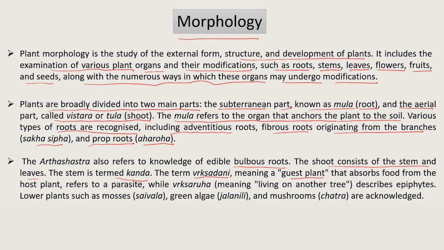the term vrikshadani, meaning a guest plant that absorbs food from the host plant, refers to a parasite, while vriksharoha, meaning living on another tree, describes epiphytes. Lower plants such as mosses, saival, green algae, jalanili and mushrooms, chhatra, are acknowledged. So, on the basis of this kind of information, we can see the observation and scientific thinking of the contemporary period, because the categorization of plants on the basis of morphology, their shape and structure, was also done by the ancient scholars.